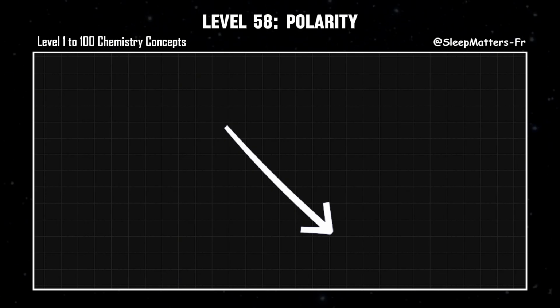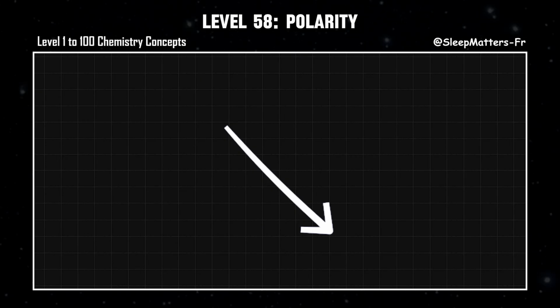Polarity is not just about liquids. It is how your cells communicate. It is how your brain sends signals. It is how electricity flows. Even your emotions can have a kind of polarity. Think about how you are drawn to some people and pushed away from others. That is a form of polarity too.